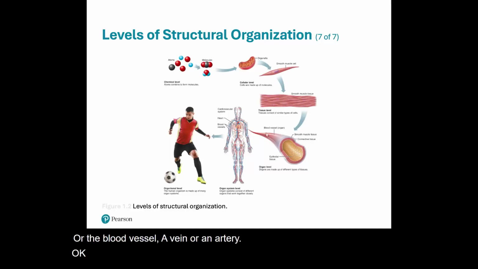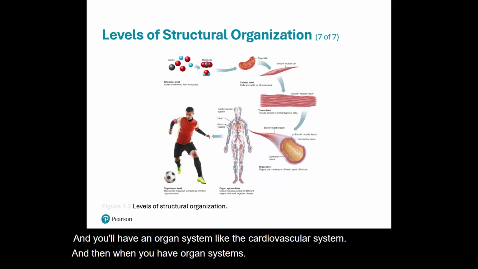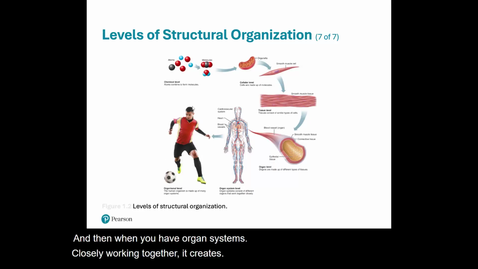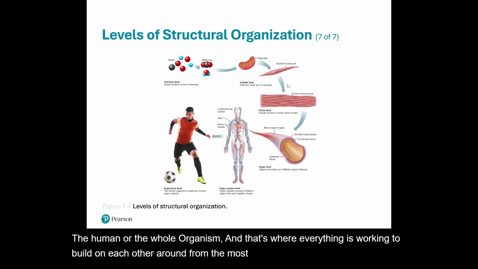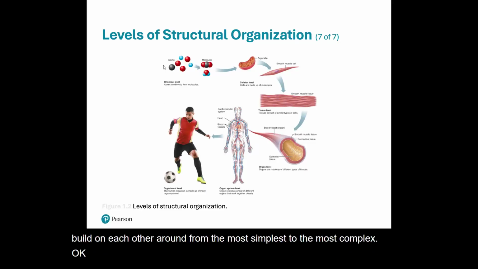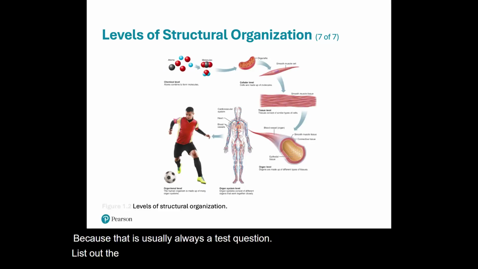Okay, you put multiple of those together, and you'll have an organ system, like the cardiovascular system. And then when you have organ systems closely working together, it creates the human or the whole organism. And that's where everything is working to build on each other, from the most simple to the most complex. Okay, you should definitely know how to list these out, because that is usually always a test question. List out these steps from smallest to largest, or largest to smallest, one way or the other.